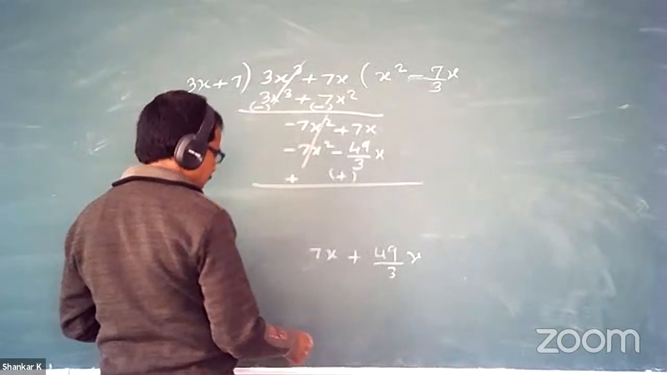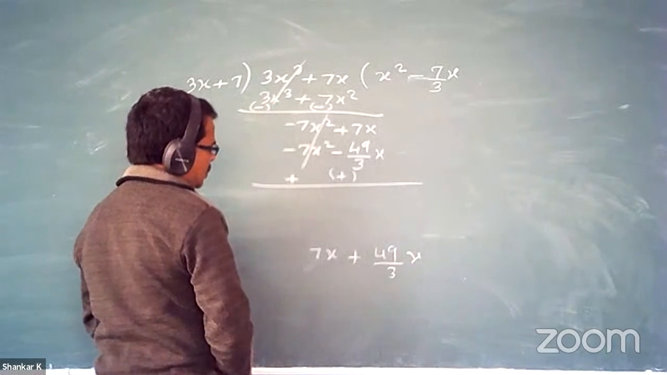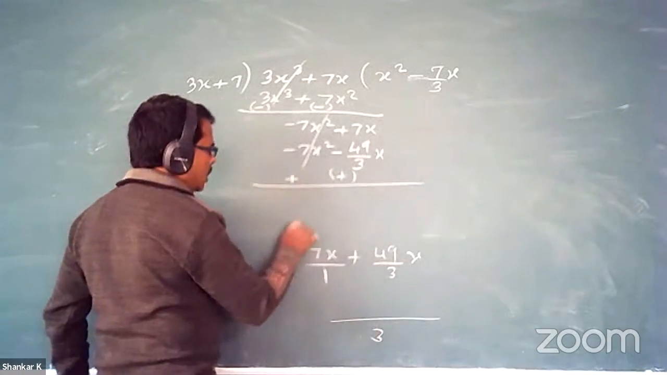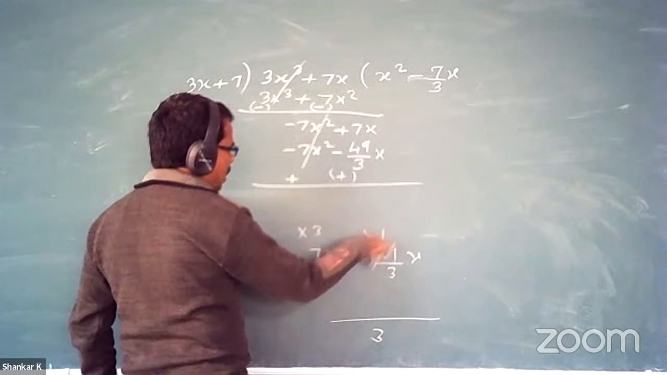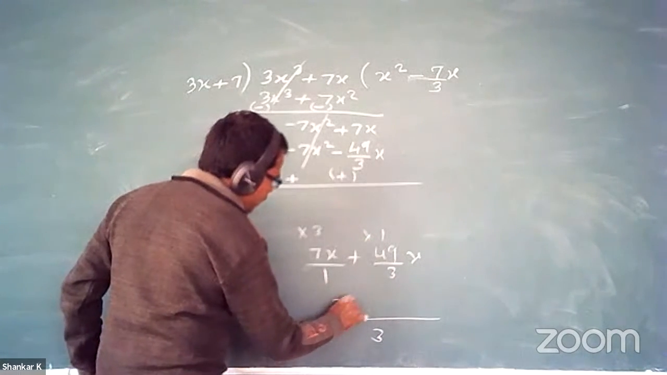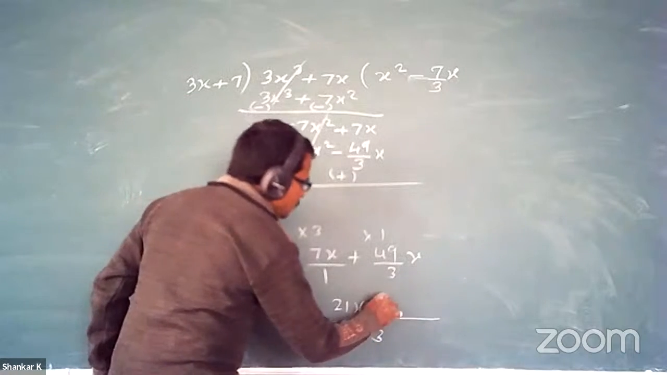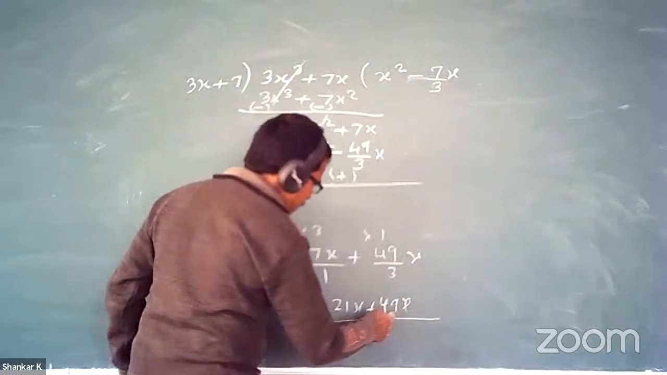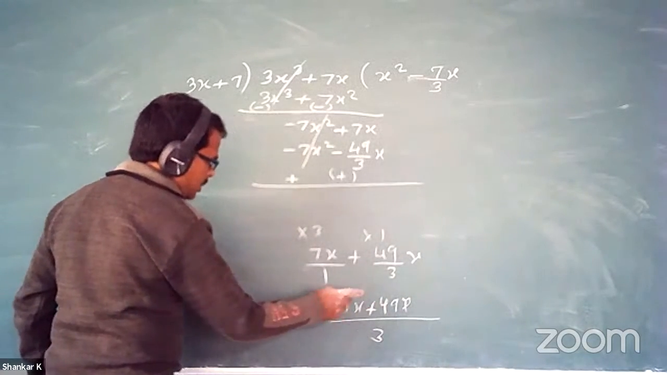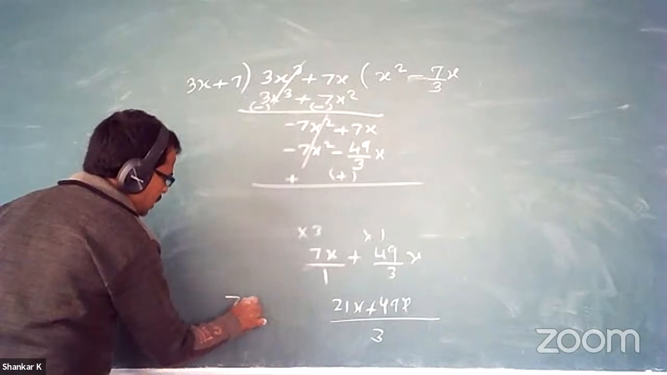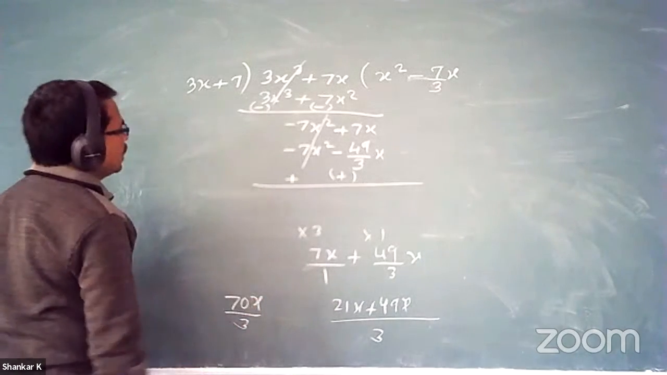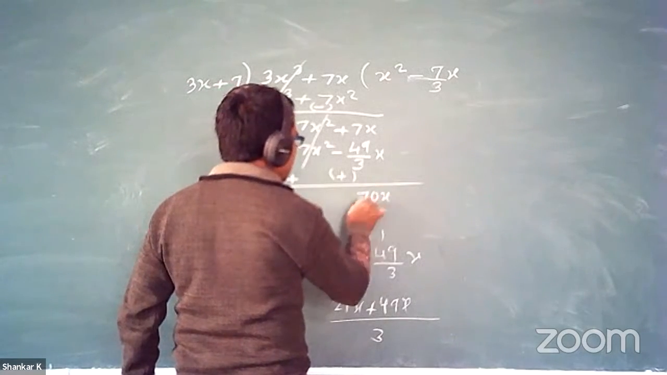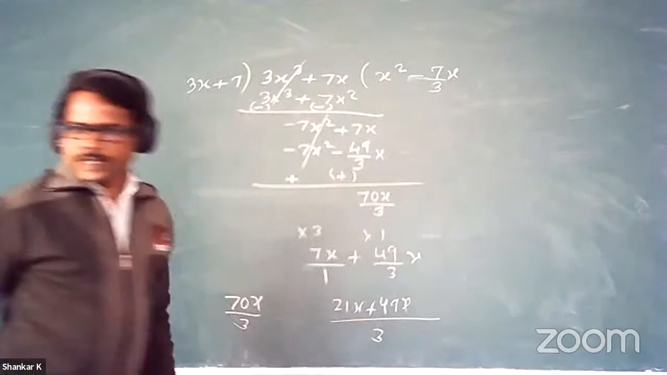Take LCM. LCM is how much? LCM is 3. Nothing means 1 is there. 1 3 is 3, 1 7s are 7, 3 7s are 21, plus 49x. So 49 plus 21, that is 70. So 70x divided by 3. What is remaining now? 70x divided by 3 is remaining.